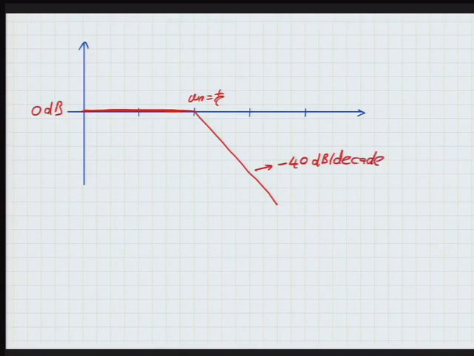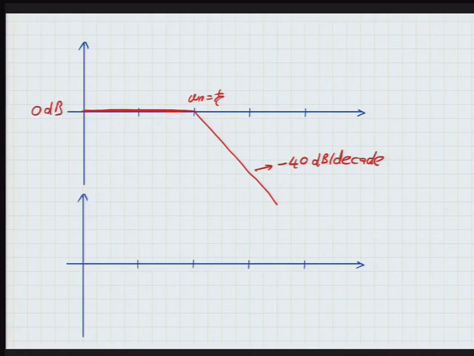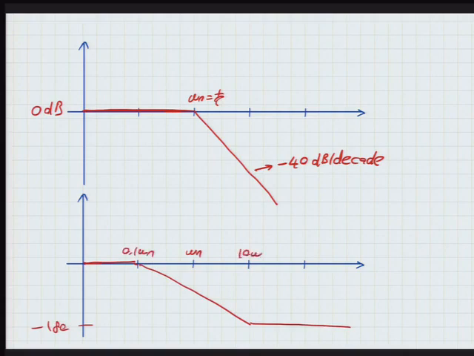And then if you want to look at the phase, something very similar, you start at 0 degrees, and then you drop to negative 180 over 2 decades centered at omega n. 10 omega n. Okay? So is this a good approximation?